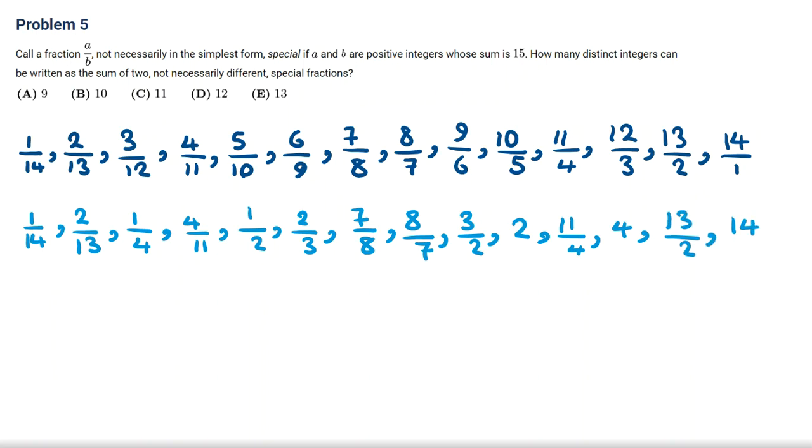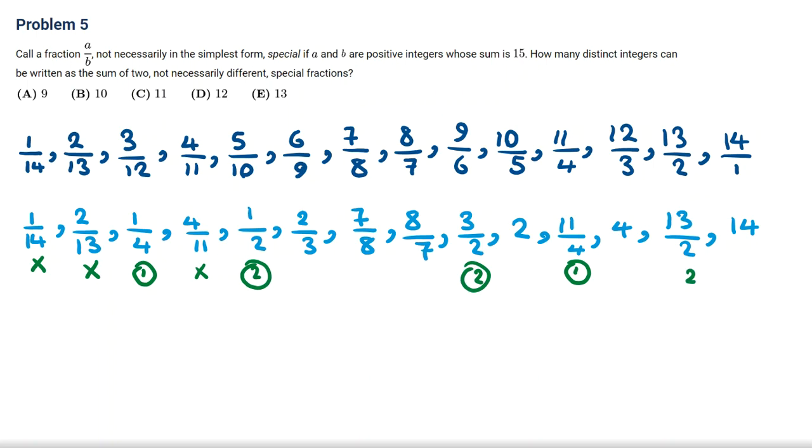When you write in simplest form, if the sum of two, not necessarily different, fractions should be an integer, the denominators should be the same. So if we consider 14, we don't have anything similar to that, and this plus itself also is not an integer. 13 is not useful. 4 we have here. For 11, we don't have anything similar to 11. 1 over 2 is good.